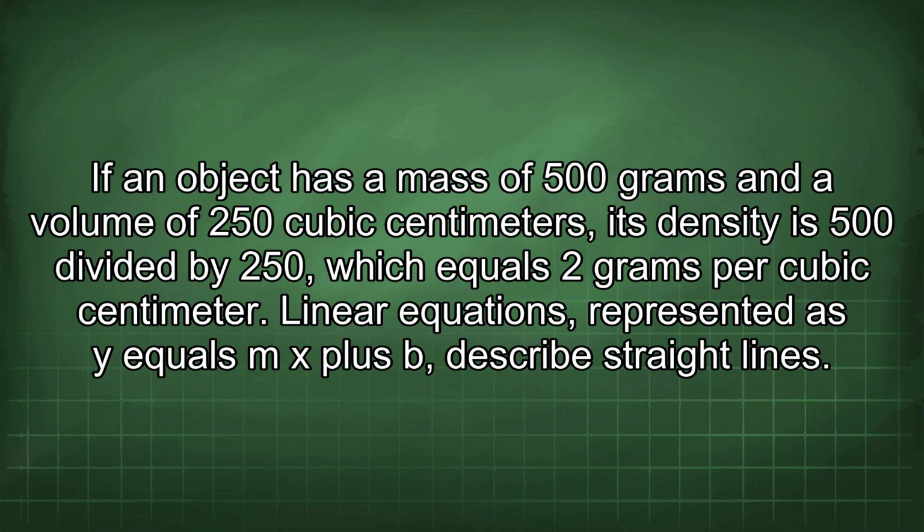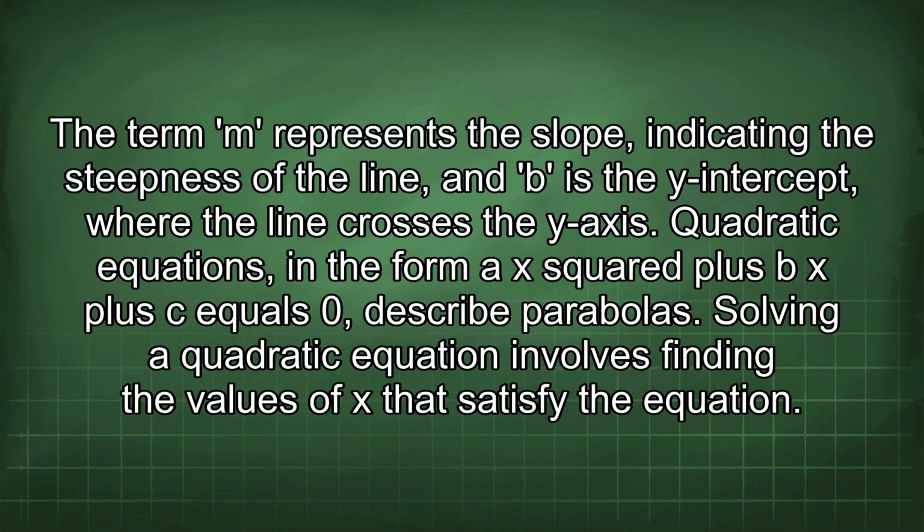Linear equations represented as y equals mx plus b describe straight lines. The term m represents the slope, indicating the steepness of the line, and b is the y-intercept, where the line crosses the y-axis. Quadratic equations, in the form x squared plus bx plus c equals 0, describe parabolas.